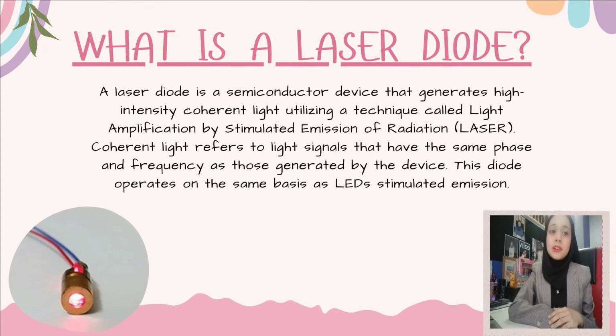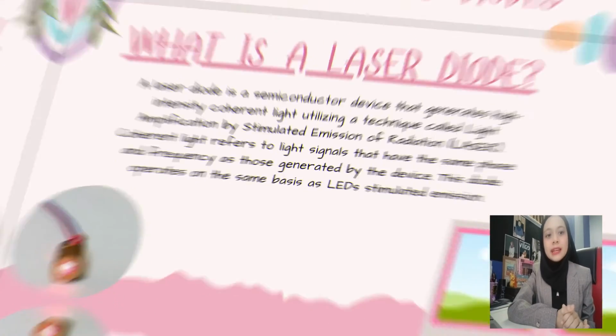The laser diode is a semiconductor device that generates high-intensity coherent light utilizing a technique called laser. Coherent light refers to light signals that have the same phase and frequency as those generated by the device. This diode operates on the same basis as LED's, stimulated emission.